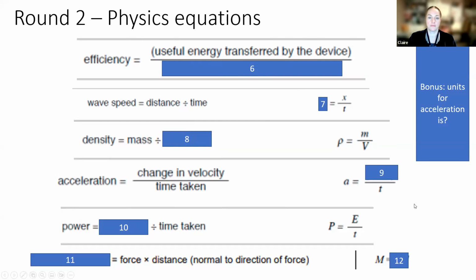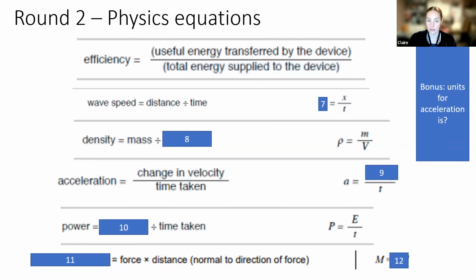Number 6 is your total energy, so useful over total. Number 7, wave speed is your V. Anything to do with speed is V. Number 8, density, mass divided by volume in this case, because we've got the capital V there. Number 9, acceleration, change in velocity, V minus U. So that's your final minus your initial. Remember that, it's going to come up in another round.